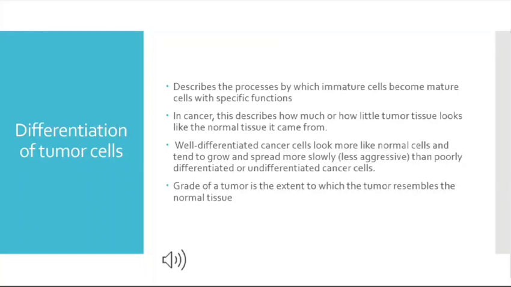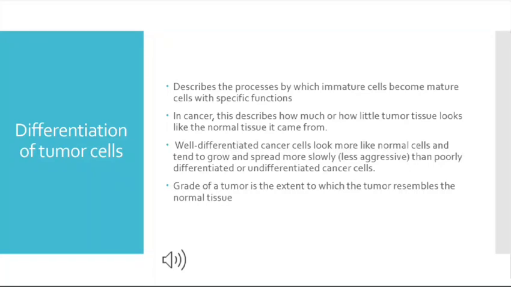For example, papillary thyroid cancer, which is the most common type of thyroid cancer, is well-differentiated but can exhibit aggressive behavior. Another example is adenocarcinoma of the lung.